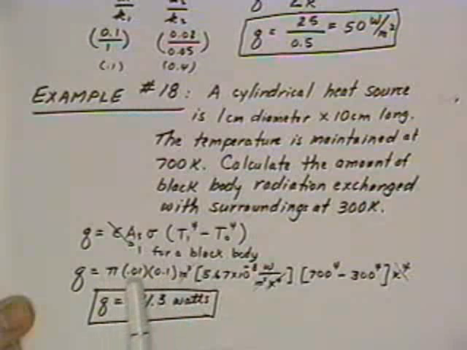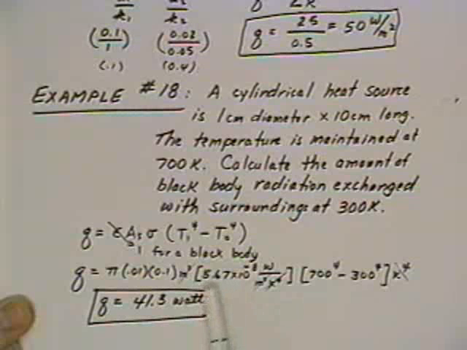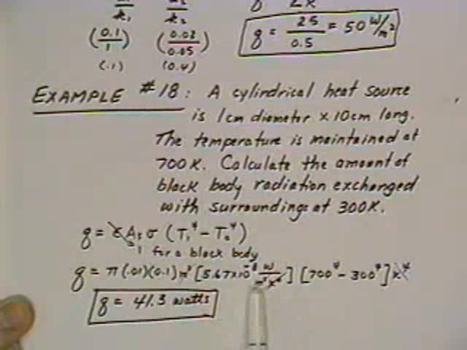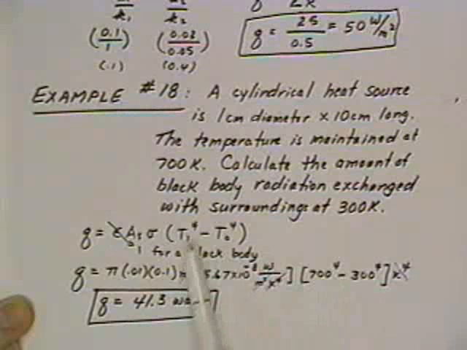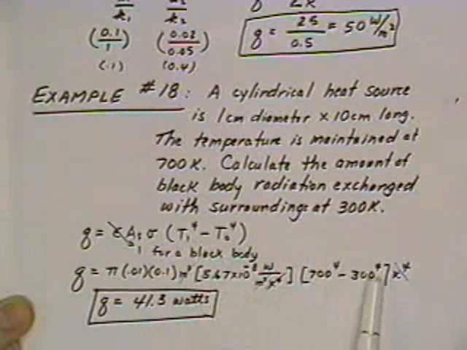So pi d l is pi times 0.01 times 0.1 times the Stefan-Boltzmann constant, and the Stefan-Boltzmann constant is one of those that's listed in your table of constants. It's also listed in the heat transfer section, but it's 5.67 times 10 to the minus 8 watts per meter squared Kelvin to the fourth power, times the difference in temperatures to the fourth power. So that's 700 to the fourth minus 300 to the fourth.